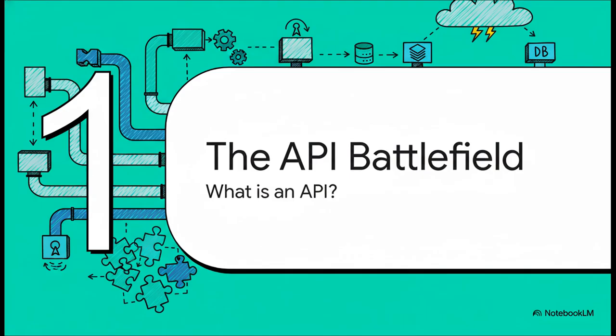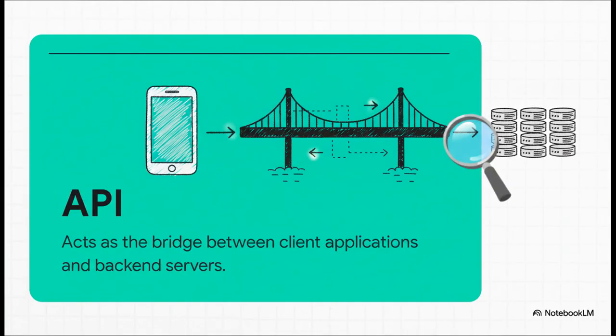Alright, before we can even get into the whole REST versus GraphQL thing, we've got to start at square one. We need to understand the absolute foundation of all of this. What exactly is an API? Okay, the easiest way to think about an API is like a bridge. Seriously. It's the crucial link that lets two totally different pieces of software communicate.